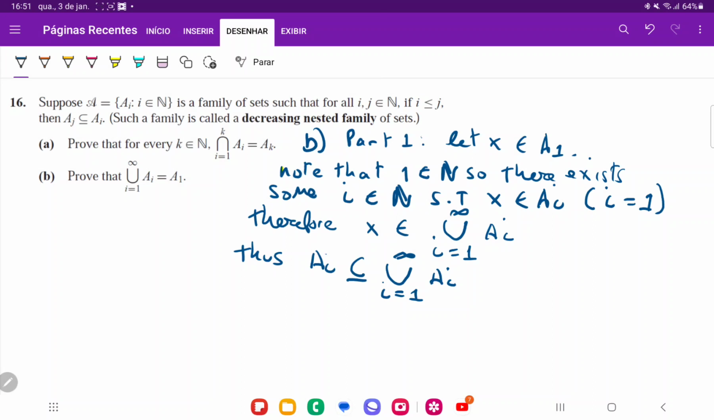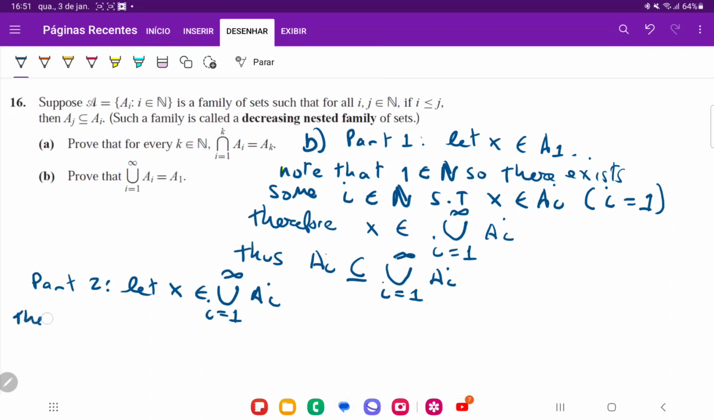Okay, so that is part 1. Now let's do part 2. So part 2, we're going to begin in the opposite direction. We're going to take some element that is here and show that that element must be here. So for part 2, we're going to say let x belong to the union from I equal to 1 all the way out to infinity of a sub I, right? And we want to show that x belongs to a sub 1. So let's expand the definition for x belonging to the union.